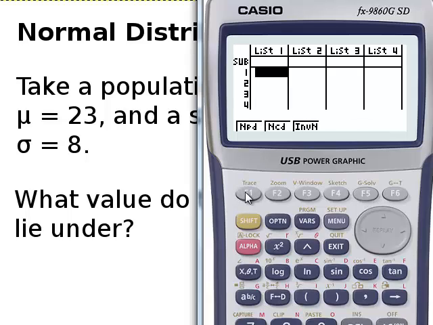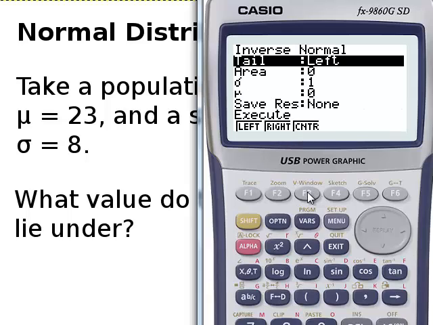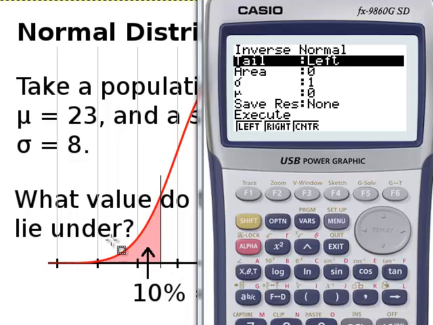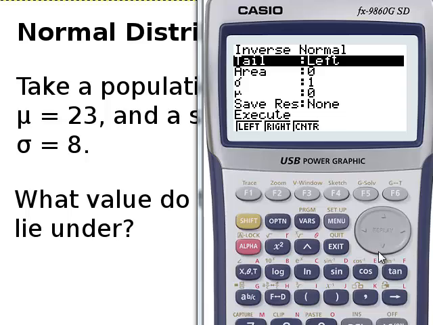So we take our graphics calculator, we go to stats, distributions and normal, but this time instead of using the cumulative distribution we use inverse normal, which allows us to find a range from our probability. Now it's asking us which way the tail goes. Our tail in this case is to the left, so we leave the tail on left.